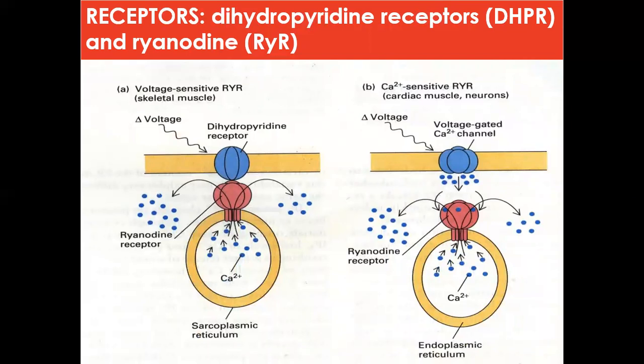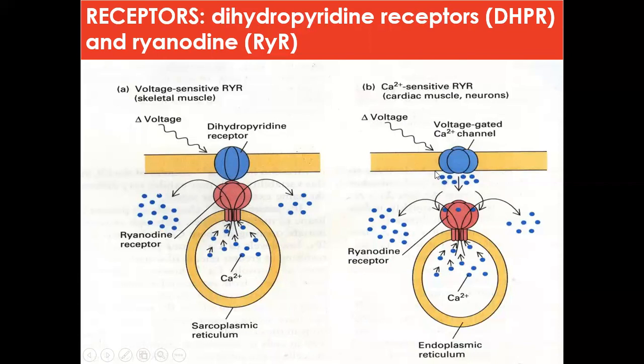The other point that I want you to note is the difference between the dihydropyridine receptors and the ryanodine receptors in cardiac muscle and skeletal muscles. In skeletal muscles, that's the first diagram on our left, they have voltage-sensitive ryanodine receptors. They are voltage sensitive because they are being opened by the dihydropyridine receptors, which are sensitive to change in voltage. The change in voltage is brought about by the action potential. So they open the ryanodine receptors, causing calcium to move from the sarcoplasmic reticulum into the sarcoplasm, bringing about skeletal muscle contraction.